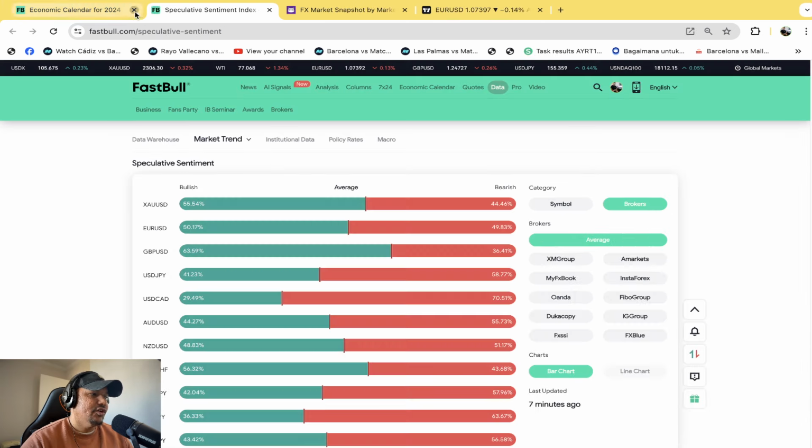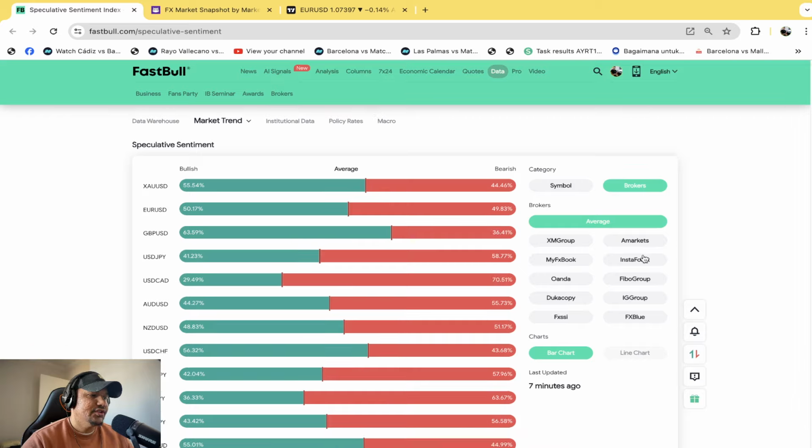Now, if you don't know what this is, after paying hundreds and thousands of rands for courses, this is basically retail trader positions that are in the market. It means what are you doing in the market? Are you buying? Are you selling? And this is the average across all of these brokers. So if you are with XM, I can see you are selling, you are buying gold, and some is selling gold as well.